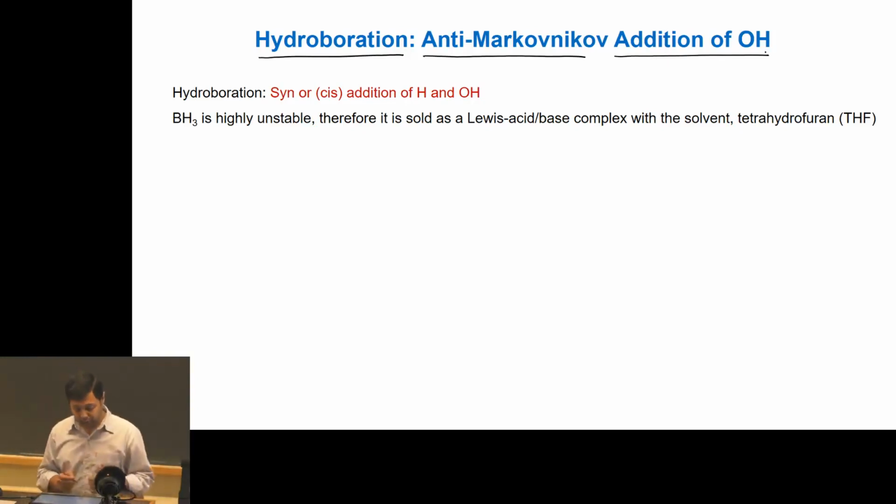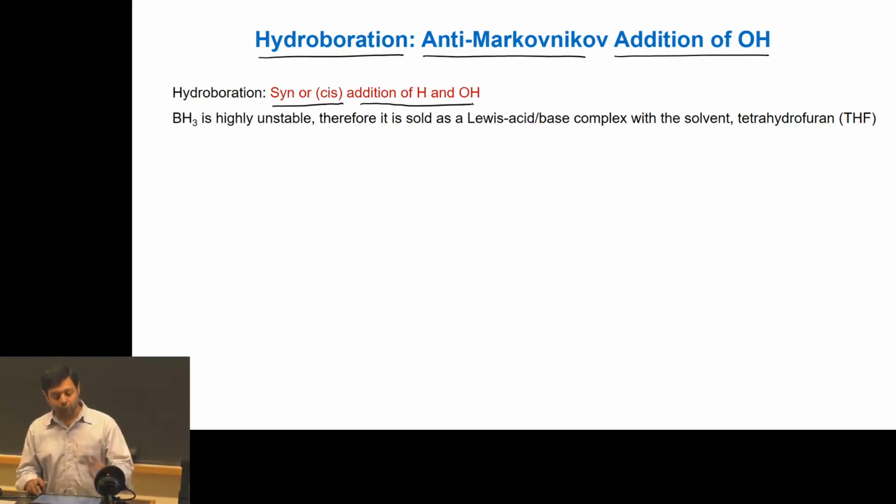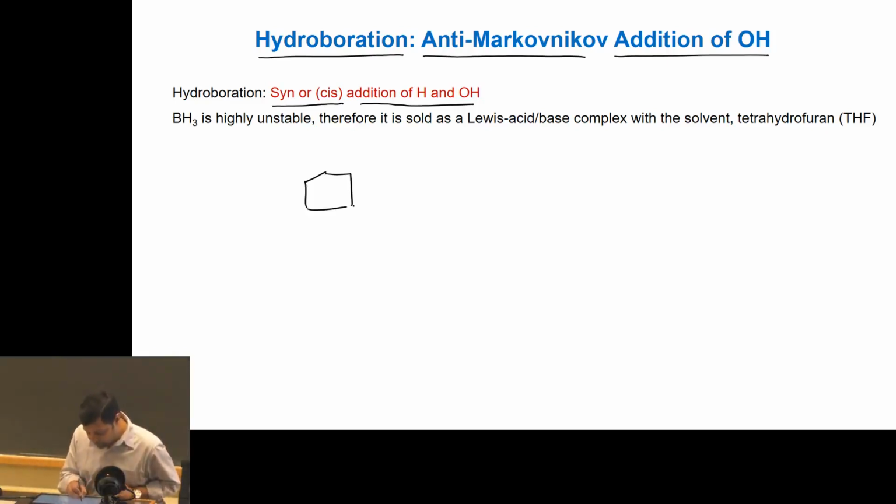This reaction, hydroboration, is a syn or cis addition of H and OH to the double bonded carbons. So both H and OH are added on the same side of the double bonded carbon. All right. So let's write down the reaction. Let's say I'm starting off with this alkene.